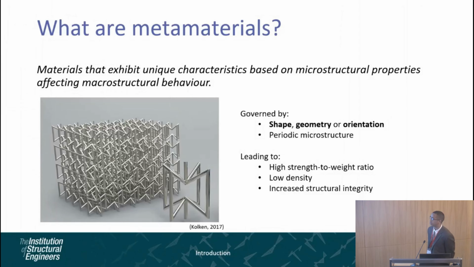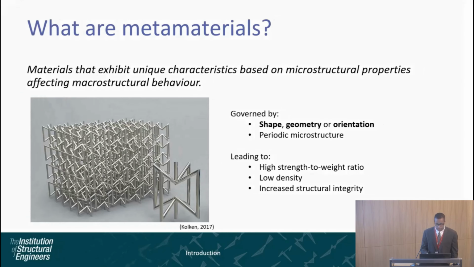So what are metamaterials? Mechanical metamaterials, which this research focuses on, are materials that have characteristics based on their microstructural setup, which then affect their macrostructural behavior. These are often dictated by the shape, the geometry, and or the orientation of the repeating structures. So here we've got an example of a hexagonal lattice, which can be used as a structural form which has high strength to weight ratio due to its geometrical configuration, but also due to its porous nature, it's got low density while still maintaining a certain level of structural integrity.